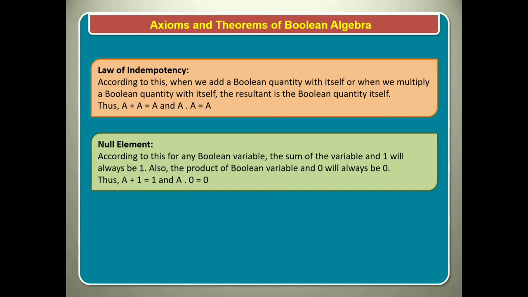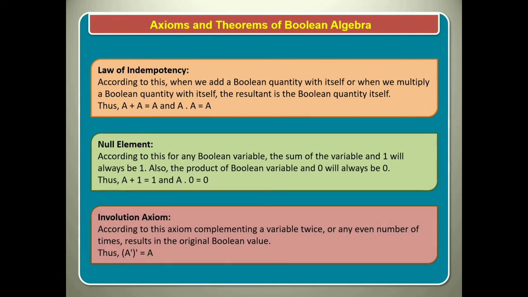The next axiom is the involution axiom. According to this axiom, complementing a variable twice or any even number of times results in the original Boolean value. Thus, complement of A complement is A, where A is a Boolean quantity.